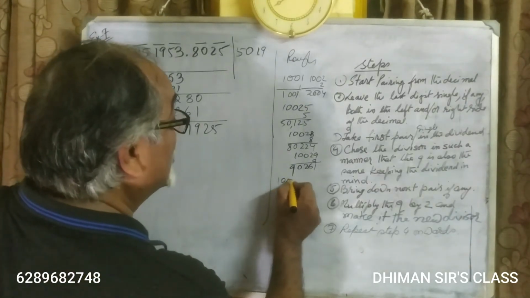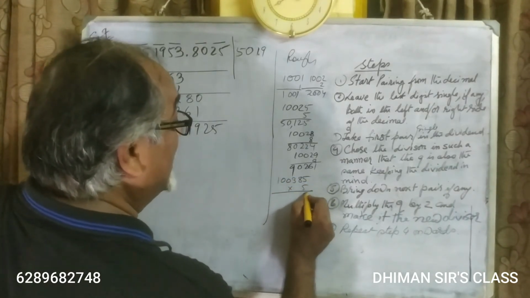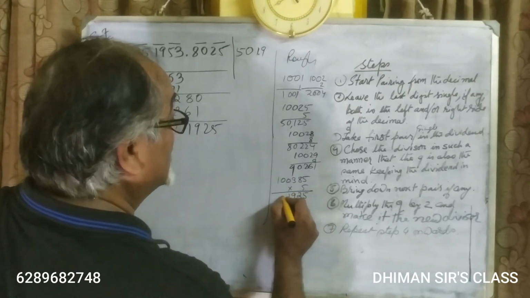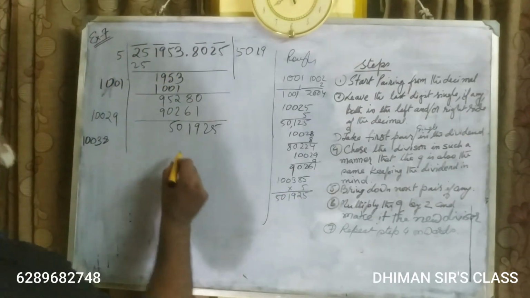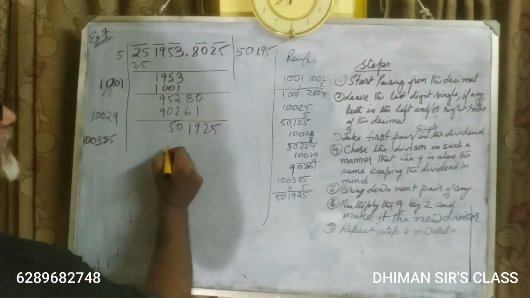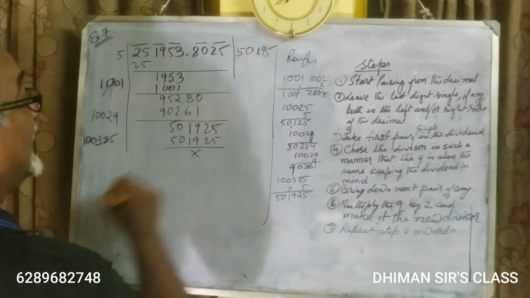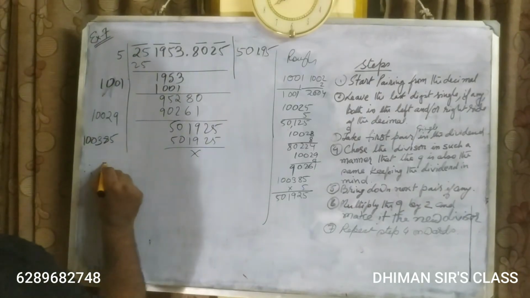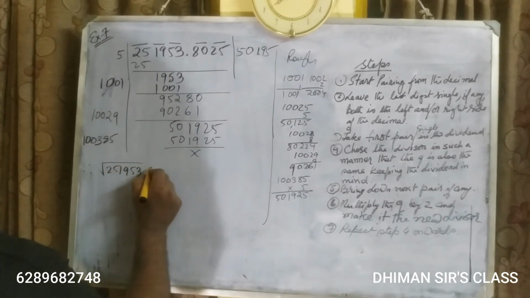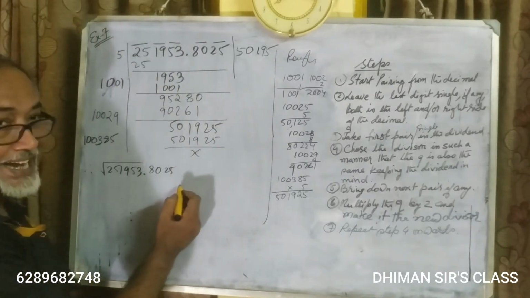100385 into 5. 5 5s are 25, 40, 42, 5 3s are 15, 19, 5 0s are 0, 5. 501925. Fantastic. We got 5, 501925. We got it. So therefore, square root of 251953.8025, my dear. So many digits are getting drenched.